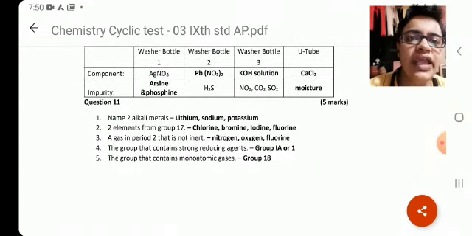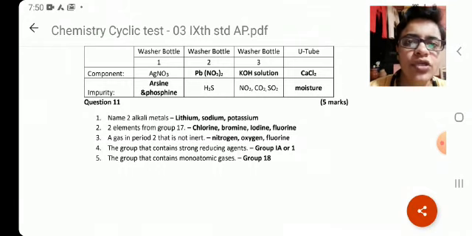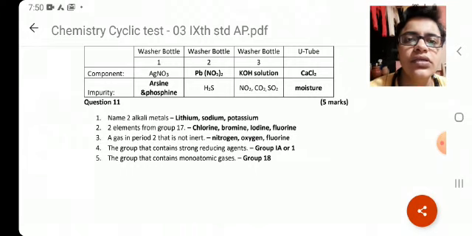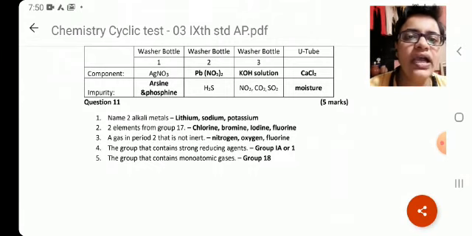Again, next is name 2 alkali metals. You can write any: lithium, sodium, potassium, rubidium, cesium, francium, anything will do here. Two elements from group 17, you can write any of these: fluorine, chlorine, bromine, iodine. A gas in period 2 that is not inert: it can be either nitrogen or oxygen or fluorine, any one of these. The group that contains strong reducing agents is group 1A or 1.